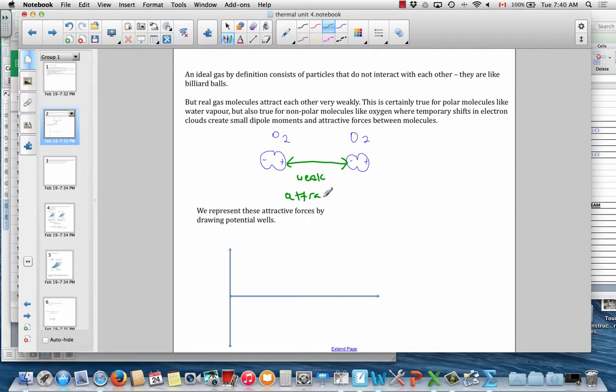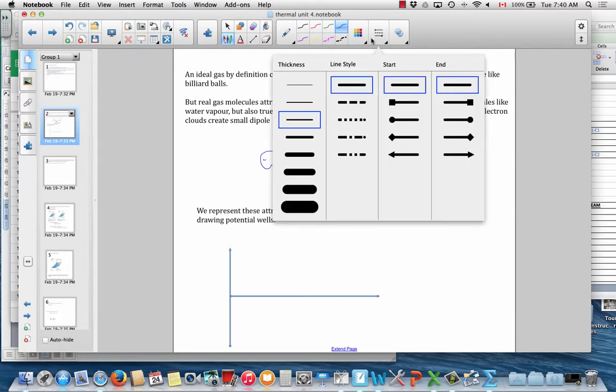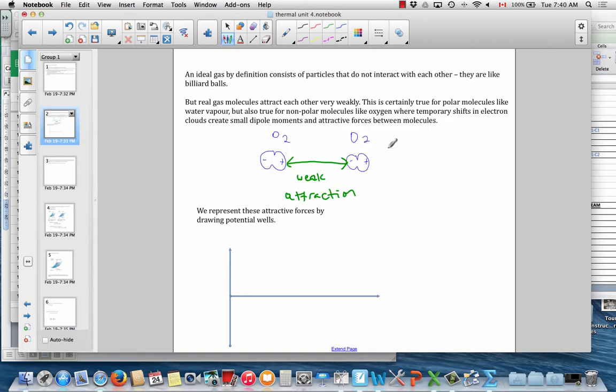It needs to be present, otherwise oxygen would never turn into a liquid. And of course, if you get it cold enough, oxygen does liquefy. So these weak forces of attraction are ultimately responsible for phase changes, and that's one of the things we'll look at in this unit. Now, these weak attractive forces, we can represent them by drawing potential wells.